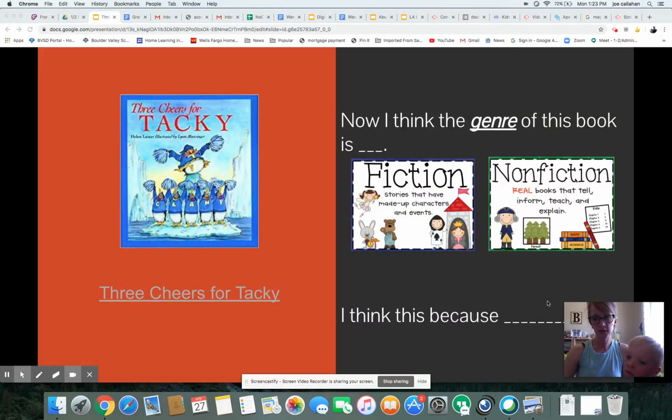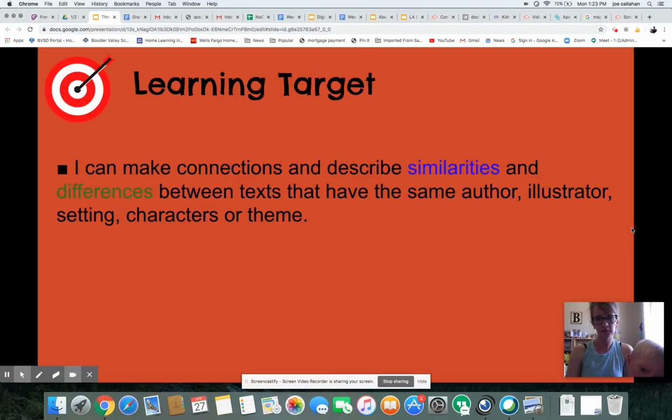Okay, we're going to come back and check in. Now that we've read 3 Cheers for Tacky, do you still think it's fiction and made up? Yeah, because I've never heard a penguin talk. Have you? What do you think, readers? Do you still think it's fiction? Exactly, because we know that penguins don't talk in real life. Make sure you always support your thinking with why you think what you think.